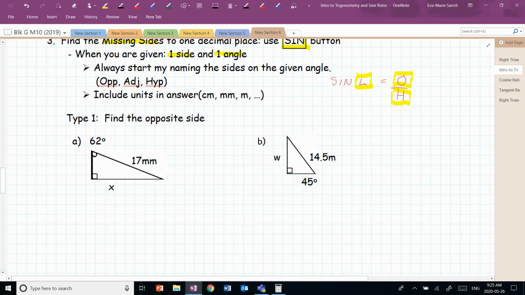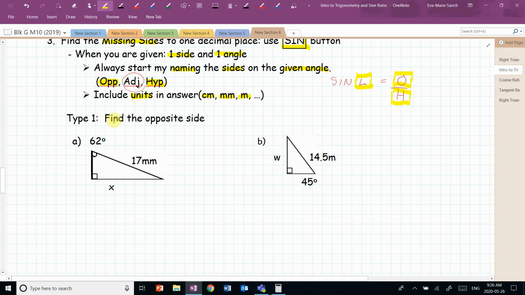Before we start, it's really important that we name the sides of the given triangle so that we know which one is the opposite and which one is the hypotenuse. I haven't really talked about the adjacent yet. The adjacent is the other side, the side that is not opposite and not hypotenuse. The other thing to remember is that our answers have units. Units for sides are things like centimeters, millimeters, meters.